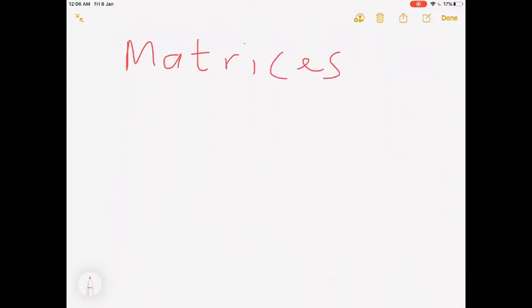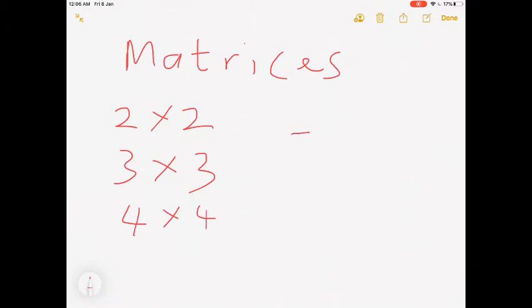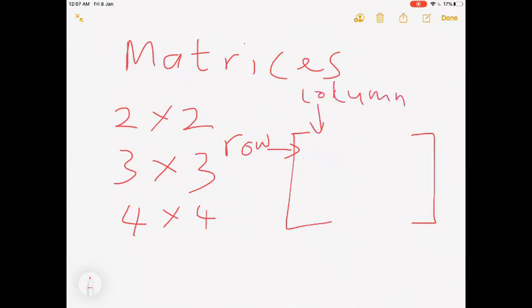A square matrix should be either a 2 by 2, a 3 by 3, a 4 by 4. This side of a matrix is called the row, and this is the column. So in short, you can say a square matrix should have an equal number of rows and columns. So a 2 by 2 matrix has 2 rows and 2 columns.